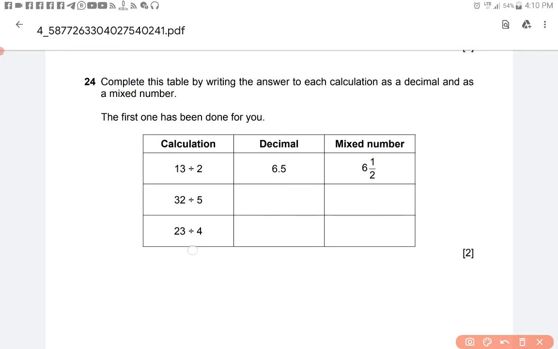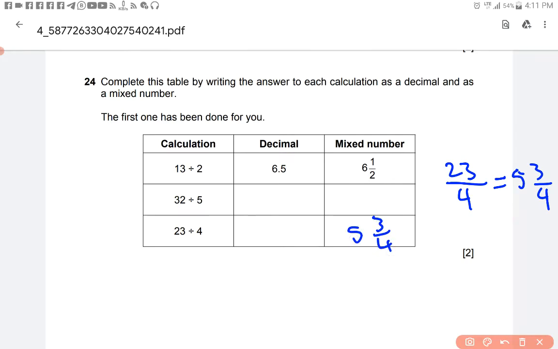Then 23 divided by 4. 23 divided by 4 equals 5, and the remainder 3, so it will be 3/4, 5 and 3/4.